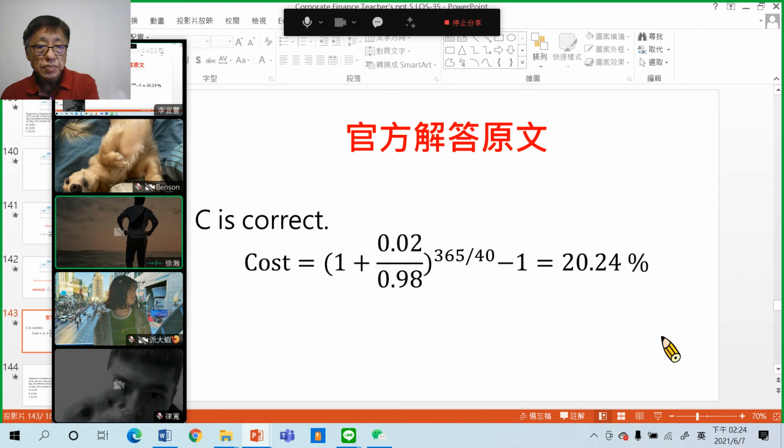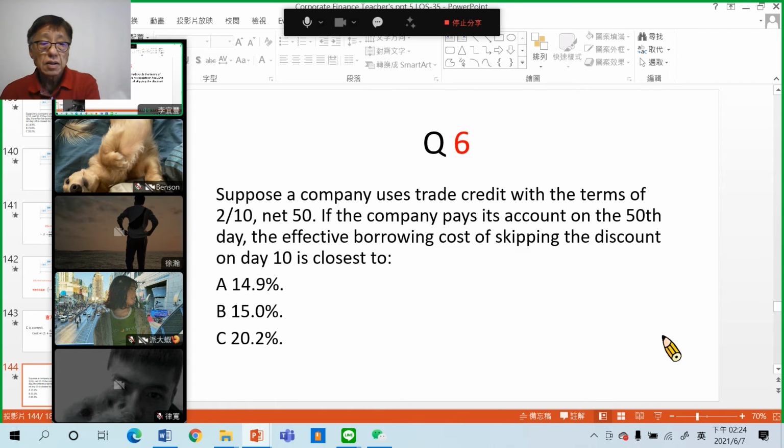Then we go to the next page. Question 6 is the same question, so we skip this one.